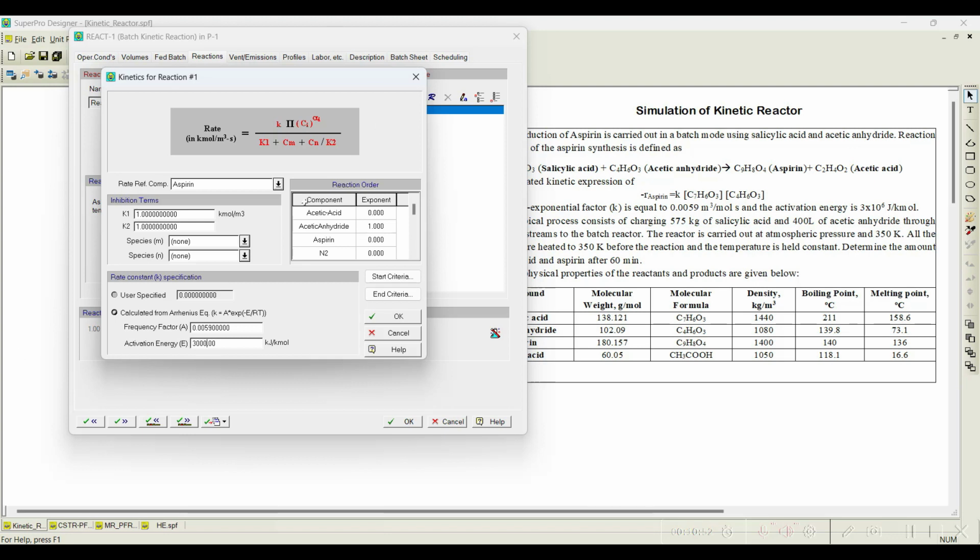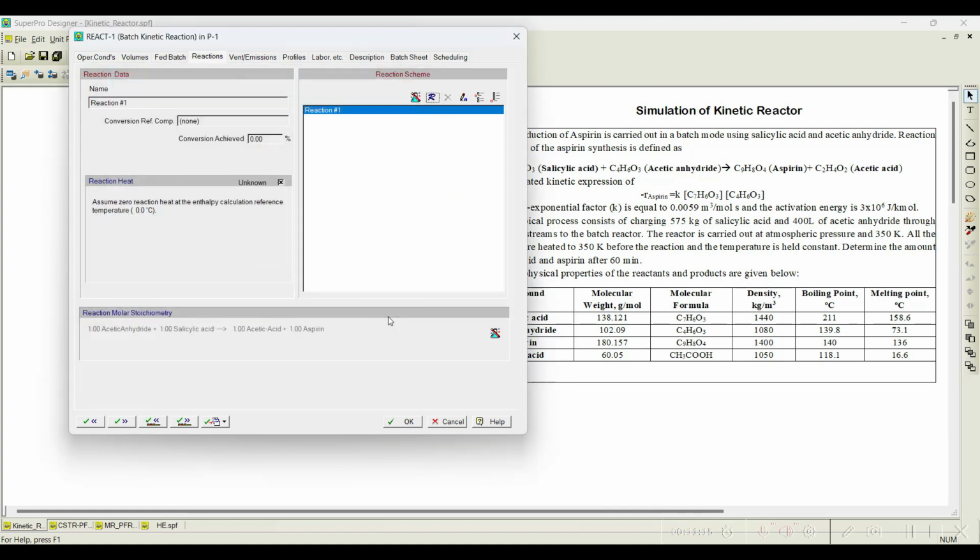So we have fed all the information, hope you understood. So we need to select the rate reference component based on the kinetic expression. I have understood that aspirin is the rate reference component, and the reaction order is not directly mentioned, but using this reaction equation, I can understand that with respect to salicylic acid and acetic anhydride it is 1 and 1. So I have fed this, click OK. If all the information is correct, you don't get any errors.